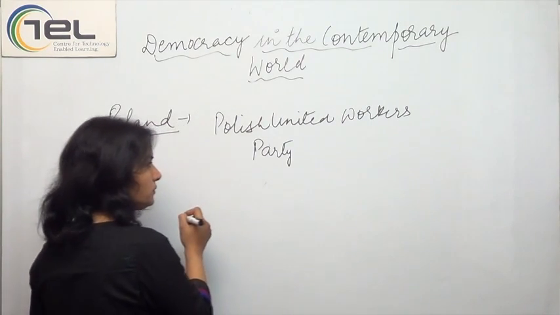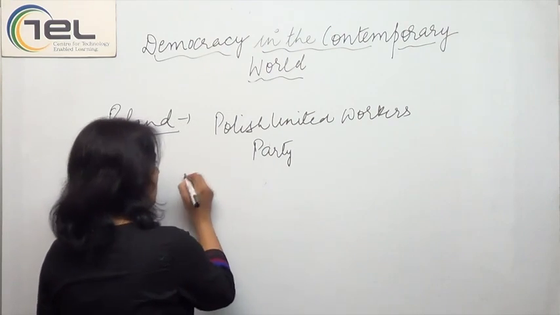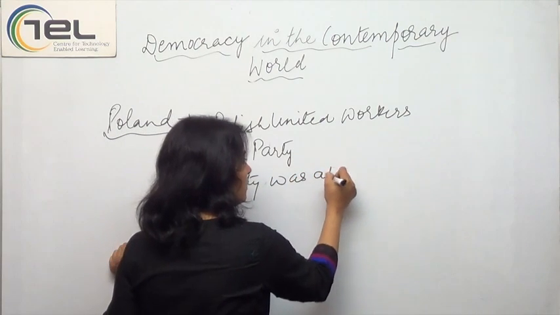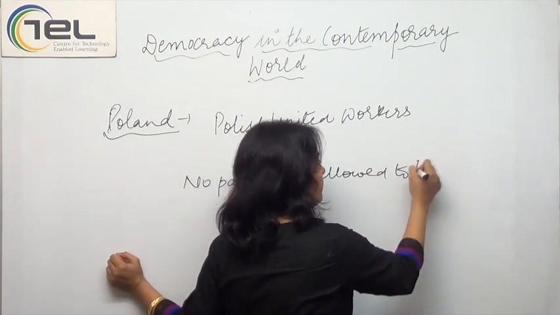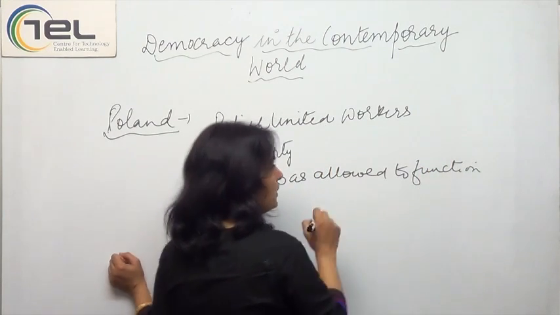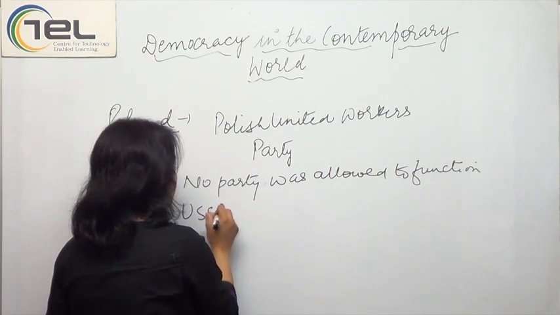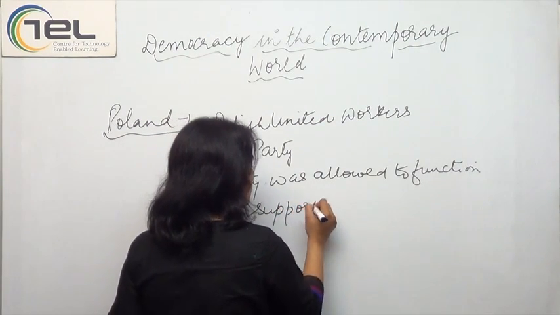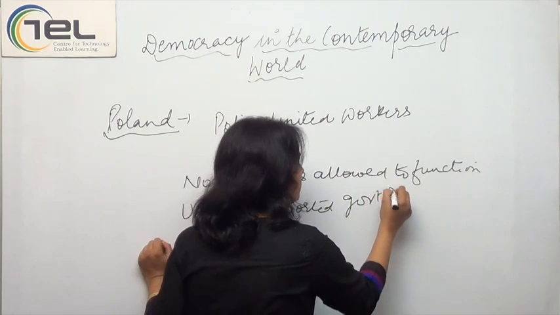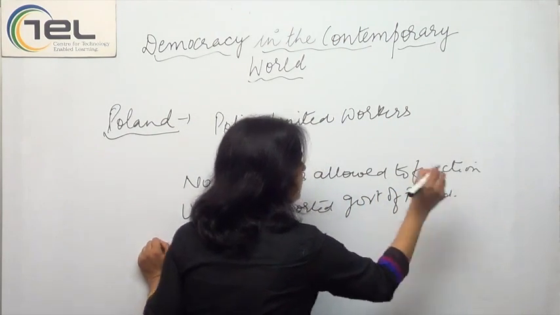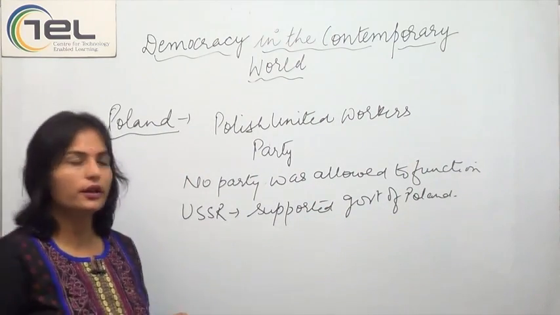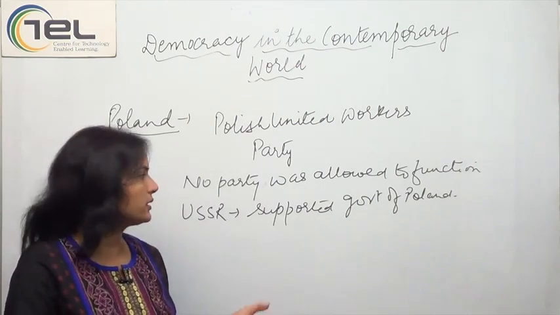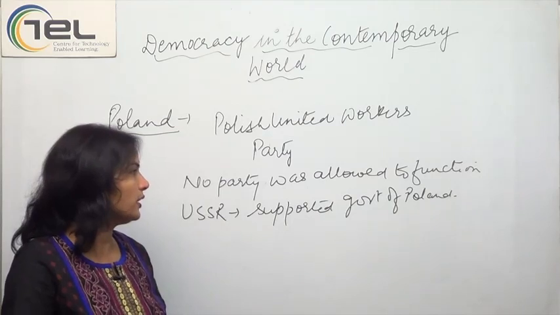Here no party other than the communist party was allowed to function, and they had the backing of the USSR, since at that time the USSR was a big communist country, so they supported the government of Poland. So here also a phase started when people were against their rule, the people didn't favor them, and started raising their voice against the autocratic rule of this communist party in Poland.